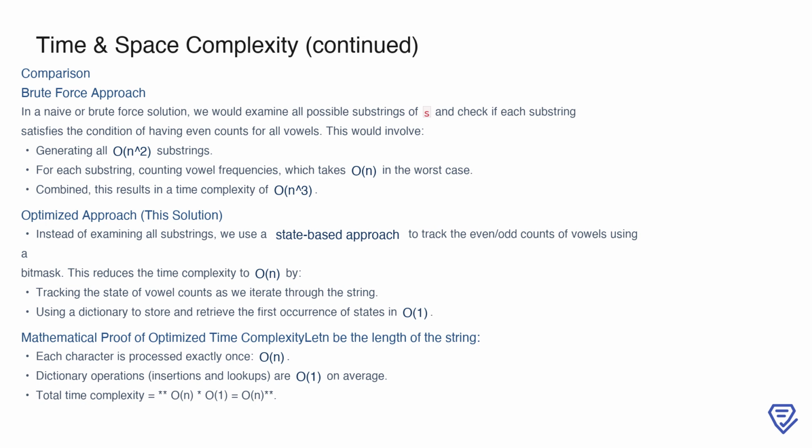In contrast, the optimized solution avoids generating substrings by using a state-based approach. It tracks the even or odd counts of vowels using a bitmask and stores the first occurrence of each state in a dictionary. This reduces the time complexity to O(n), as each character is processed once, and dictionary operations, such as lookups and updates, are O(1) on average. This drastically reduces the computational cost while ensuring correctness.